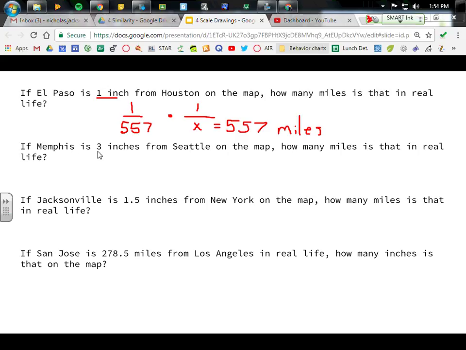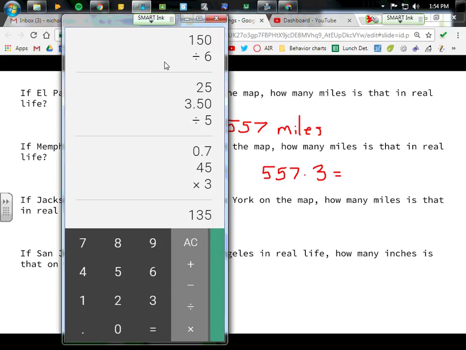Next, if Memphis is 3 inches from Seattle on the map, how many miles is that in real life? So once again, start with your scale. All right, so this time Memphis is 3 inches from Seattle, and we're still looking for our miles. So we're going to cross multiply. 557 times 3. And let's not bother with dividing by 1. So 557 times 3, let's do it the lazy way. We've got 1,671 miles.